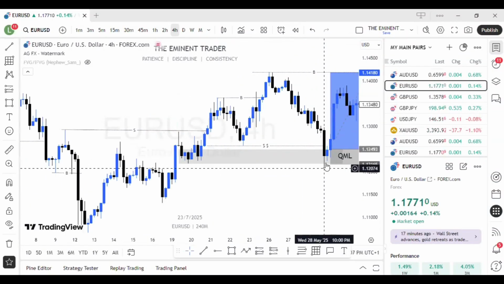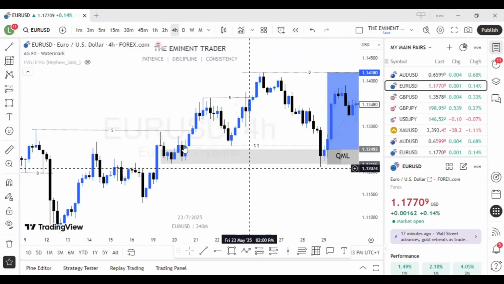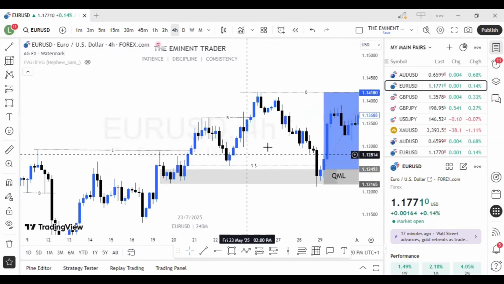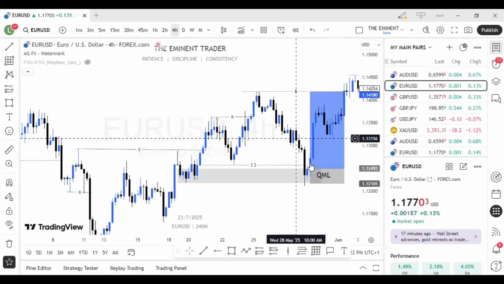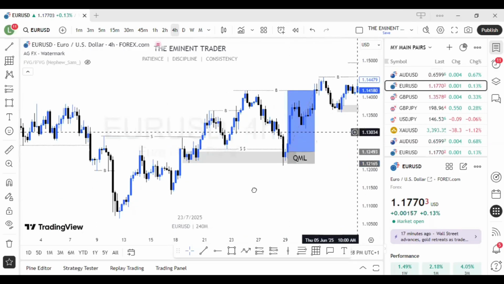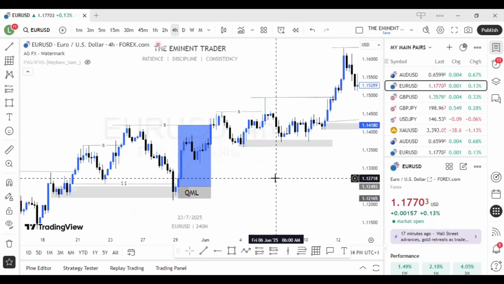The reason why this happened was because it was around 10 p.m. Nigerian time. You understand? But it was a very valid one. Created the inducements, came back for it. But it always works very well on higher time frame.